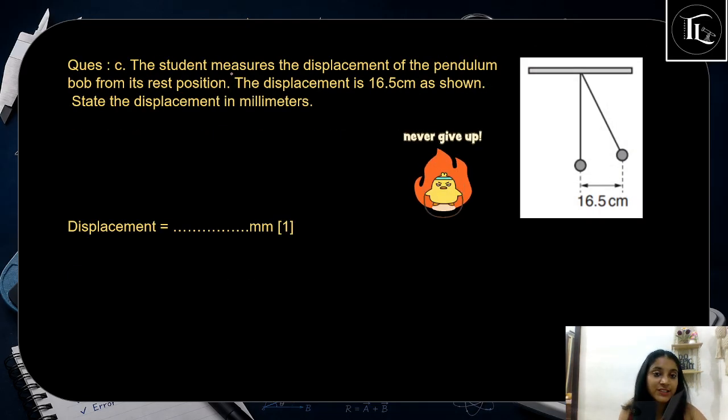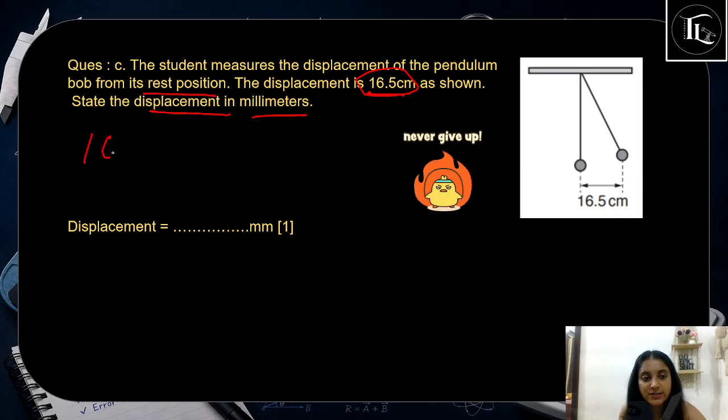Okay, next question. It says the student measures the displacement from its rest position. The displacement is given in centimeters. We have to give it in millimeters. And 1 centimeter is equal to 10 millimeters. That means 16.5, you can multiply by 10 and you get the answer, that is 165 millimeters. Easy question.